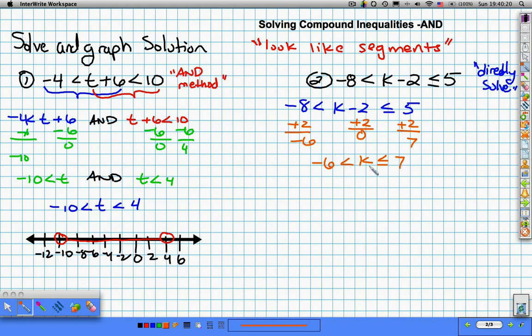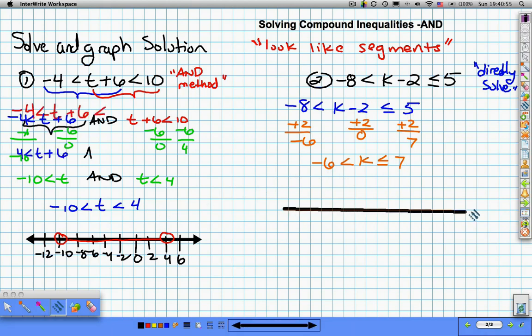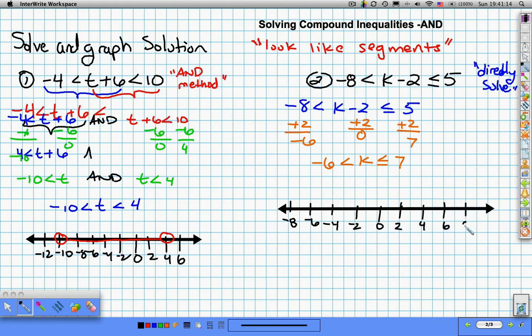Notice it's already in this compound form that we got over on the left side. So in this case, k is trapped between -6 and 7. So we can go by 2's to help fit it all in. So we'll go -8 and then -6 and so on. It's important to make sure your intervals are equally spaced.